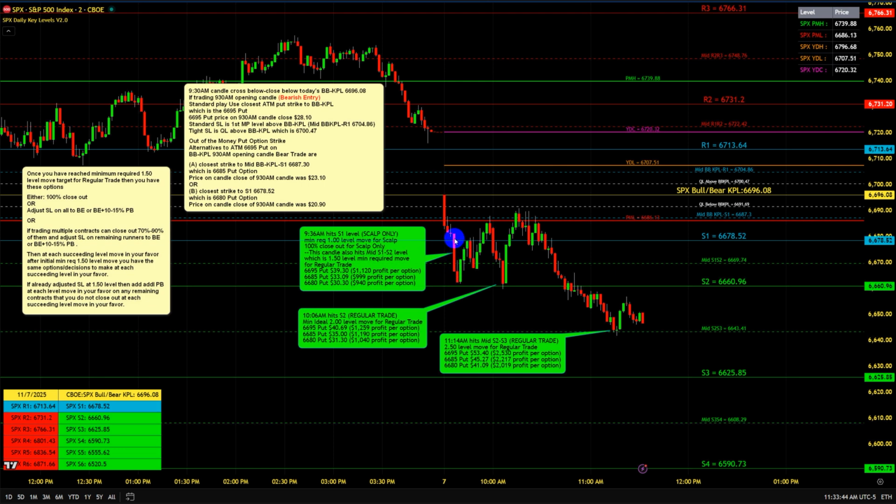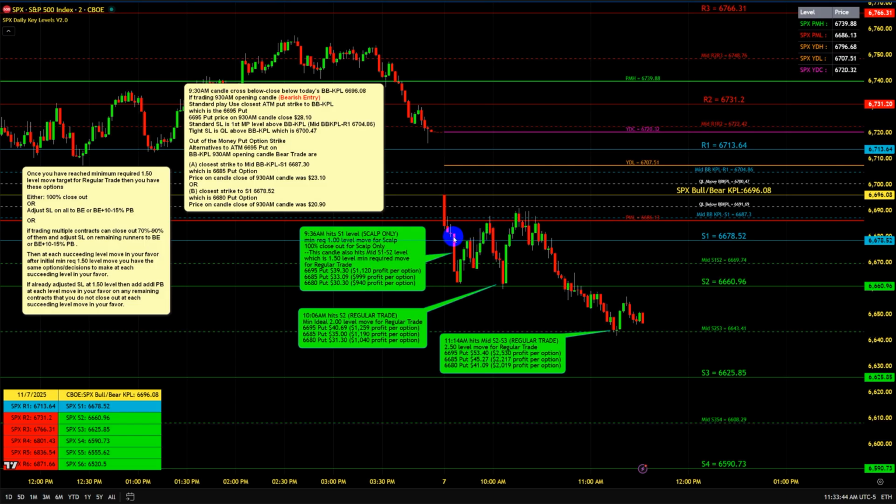On the candle close of this candle, the 66.95 put is $39.30, so that's a $1,120 profit per option. The 66.85 put is $33.09, $999 profit per option. The 66.80 put is $30.30, that's $940 profit per option.